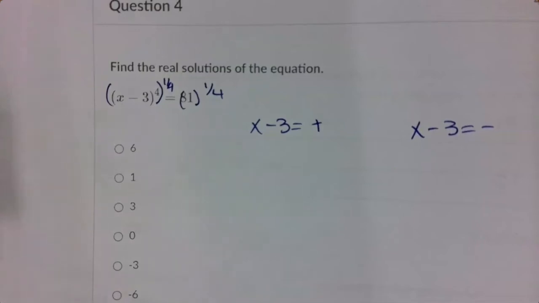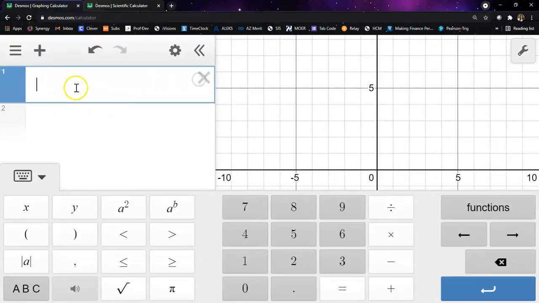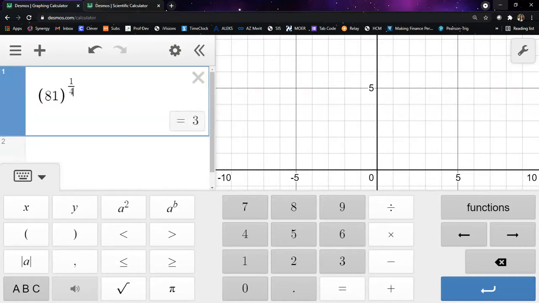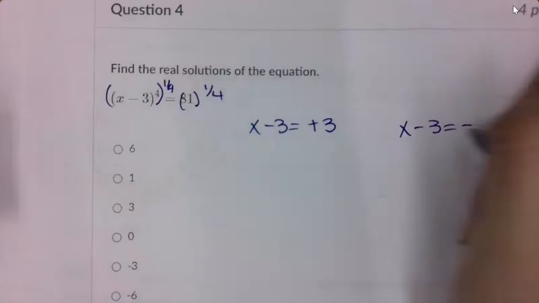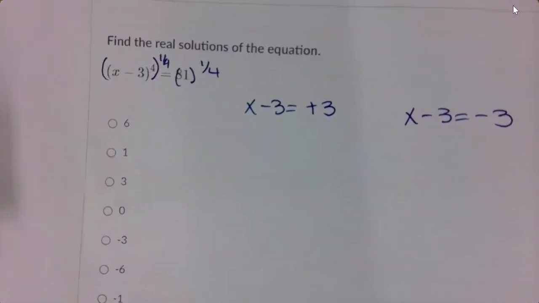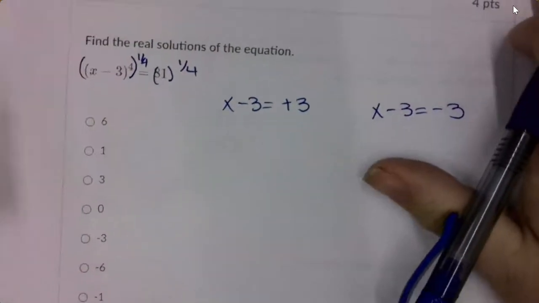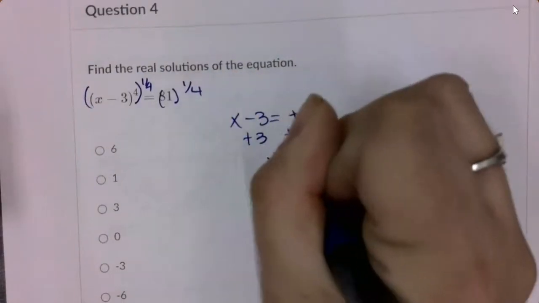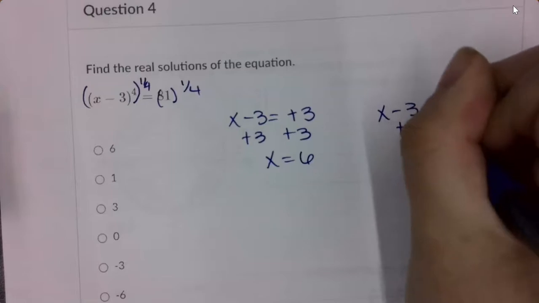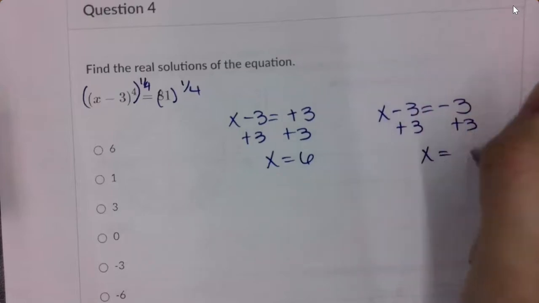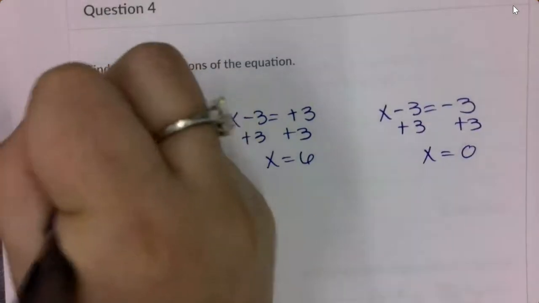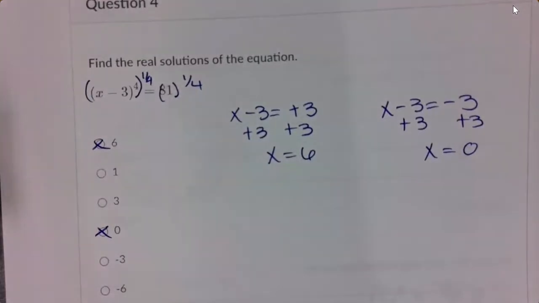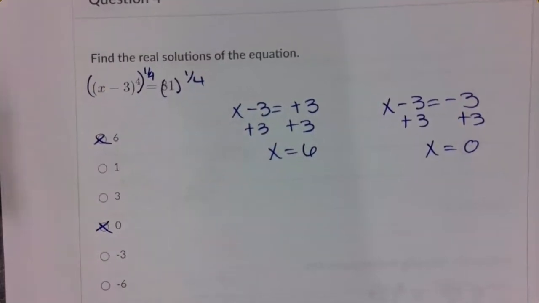I'm going to go back to Desmos. And then I want to type in 81 to the 1/4 power, which gets me 3. So I'm going to have a positive 3 and a negative 3 that these 2 equations equal. Then I want to go ahead and solve each equation. The first one I will add 3 to both sides. I get x equals 6. The second one I add 3 to both sides. I get x equals 0. So I have 2 answers on this one, 6 and 0. And those should be square boxes on the test, because you can pick 2 answers.